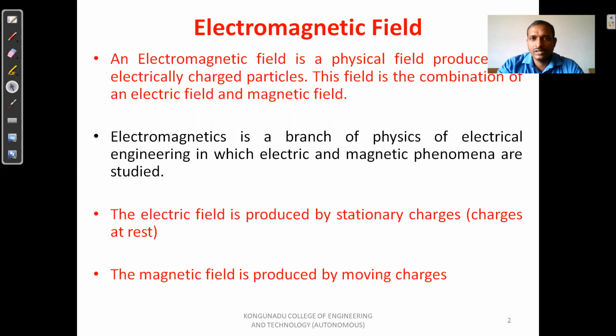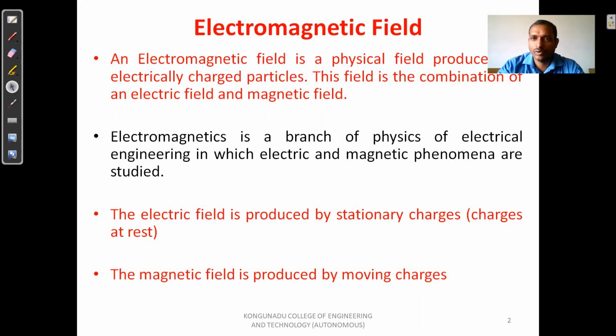It is a physical field produced by electrically charged particles. This field is the combination of electric and magnetic field. It is one of the branches of physics and electrical engineering in which electric and magnetic phenomena are studied. Basically, there are two kinds of charges: charges at rest and charges in motion. The electric field is produced by stationary charges, that is, charges in rest position produce the electric field.